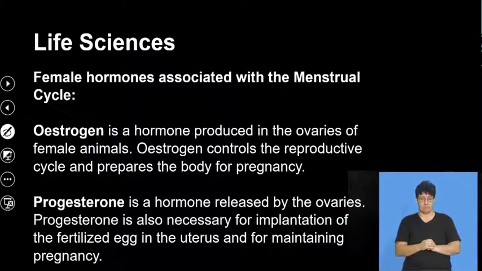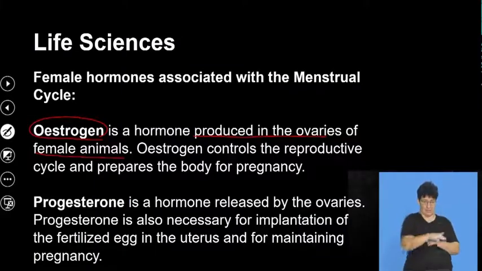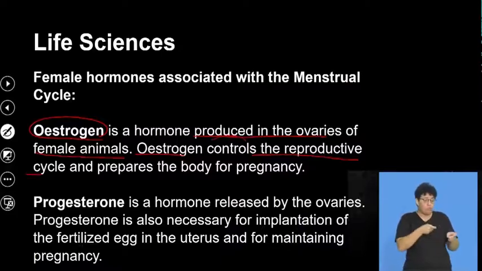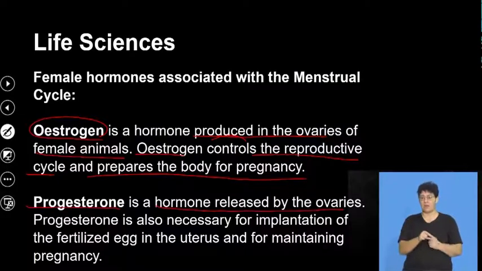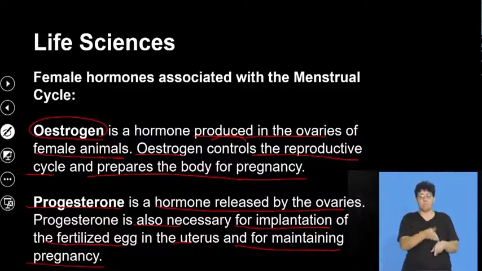So let's look at estrogen. It is produced by the ovaries in most female animals. The estrogen controls the reproductive cycle and prepares the body for pregnancy. Progesterone, on the other hand, is a hormone released by the ovaries. It is also necessary for the implantation of the fertilized egg in the uterus and for maintaining pregnancy.